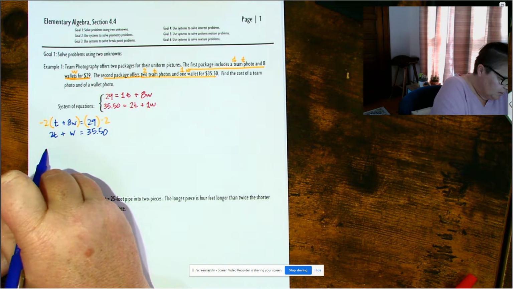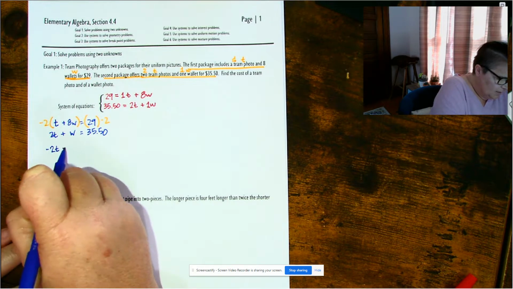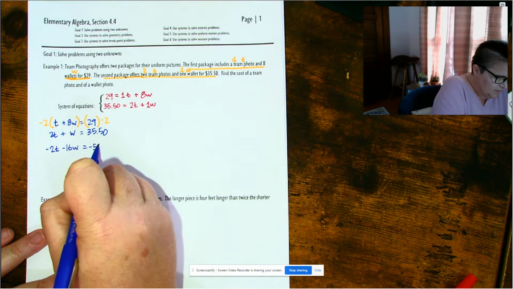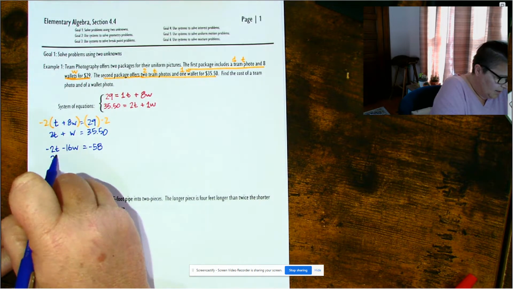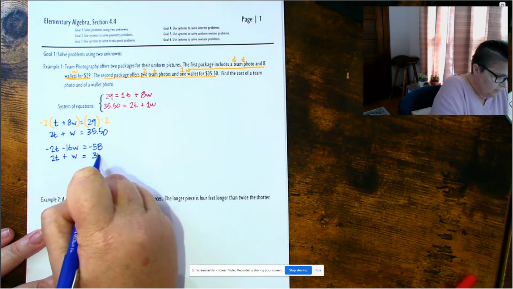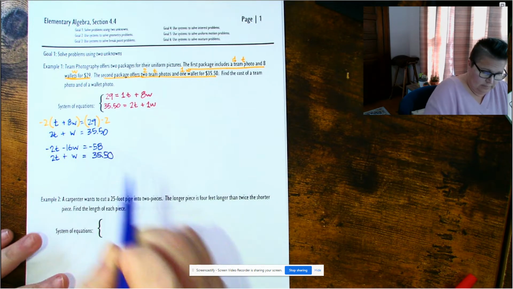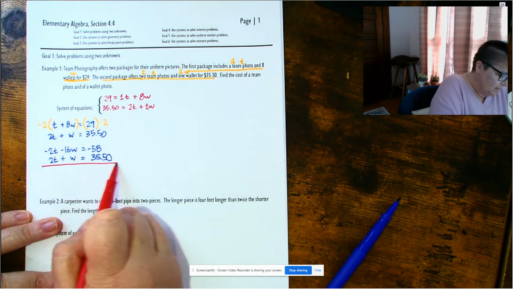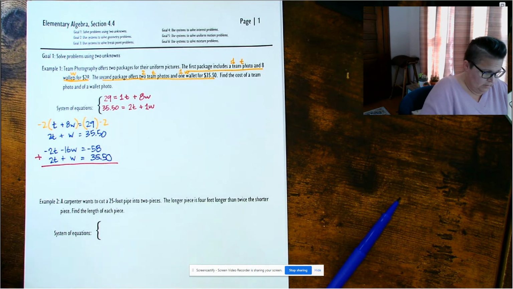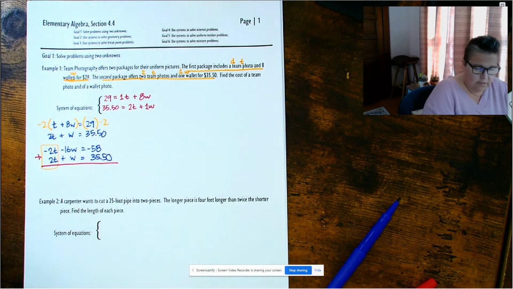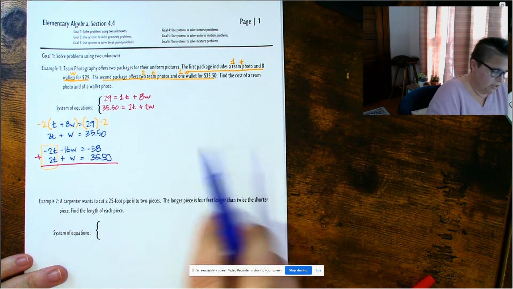That's going to give me -2t minus 16w is equal to -58. I'm going to add that to 2t plus w is equal to 3550. I rewrite the equations all the time; you may not. Notice how the t's are set up to be eliminated. They are set up to cancel out, so they will cancel out from each other.